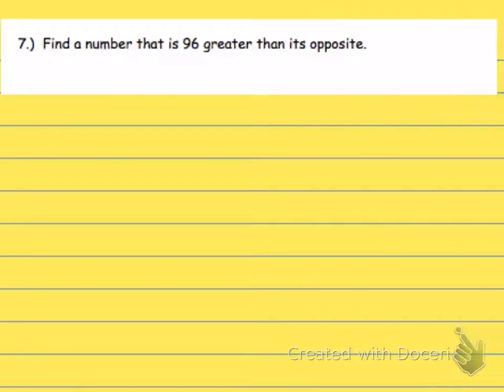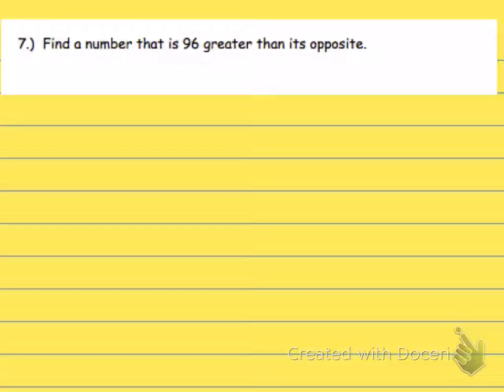Hey algebra students, we are continuing with our 3-4, 3-5 word problem practice. This is part 2 and you should be on number 7 in your notes packet for that. So we're going to continue that 5-step process. So we start by reading the problem.